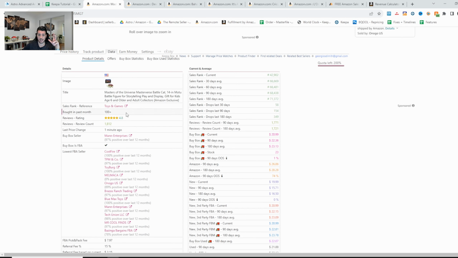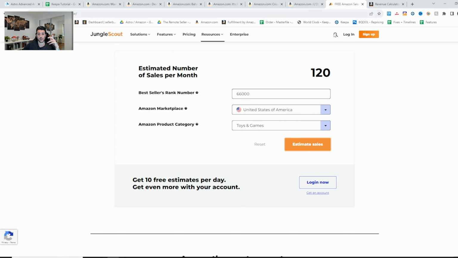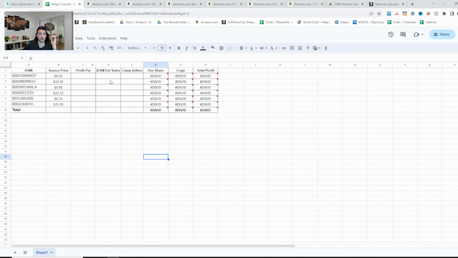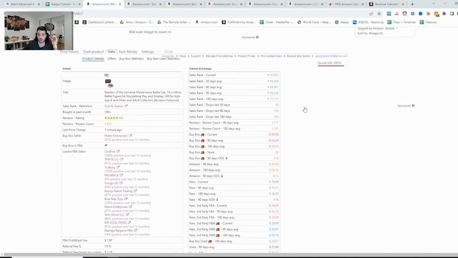Now, Keepa is telling us that 100 were sold in the last month. According to Jungle Scout, we estimated that roughly 120 units sold monthly. So let's go in between those. Say that the units that this ASIN sells is roughly 110. So let's say it's 110 units. Let's work out the profit again.